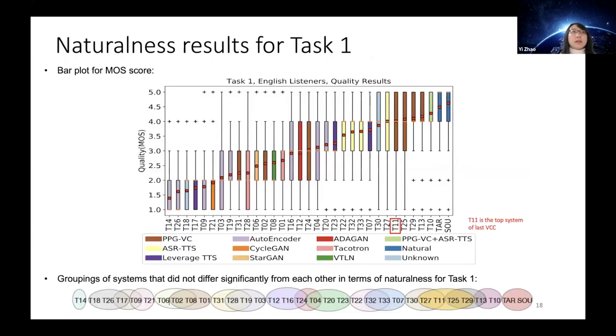This is the naturalness results for task 1. We can see that the first system performed better than last VCC's top system, team 11. Most of the best performing systems used the PPG entirely or partially. Team 10 and team 13 obtained the highest MOS values among all systems. Their improvements compared with team 11 were statistically significant. However, team 10 and team 13's MOS score was still lower than the natural speech, and the differences were statistically significant.